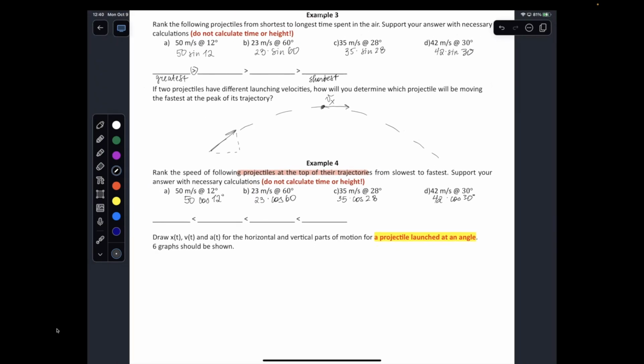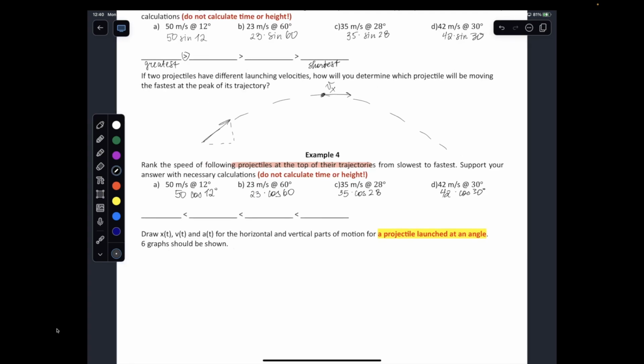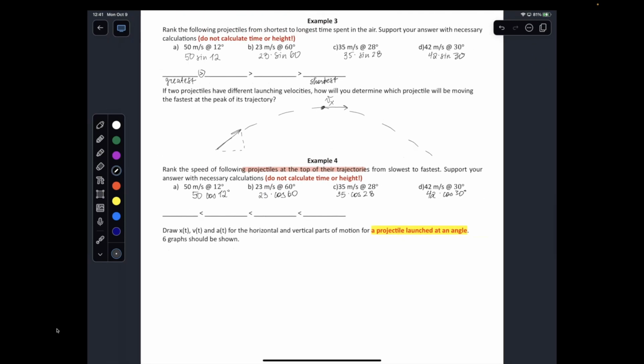And we need to draw six graphs, 3 for horizontal and 3 for vertical, for a projectile that is launched at initial angle. So it's no longer horizontal, it actually has an angle. So I'm going to stop, let you finish that, and then we will compare. So you pause this video, draw those graphs, and compare.